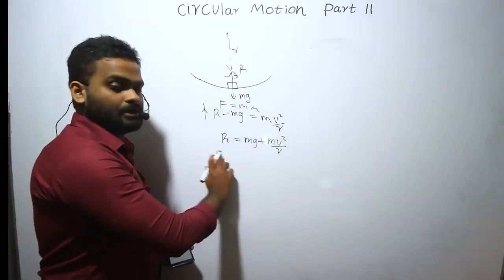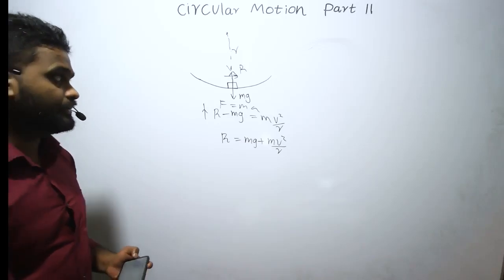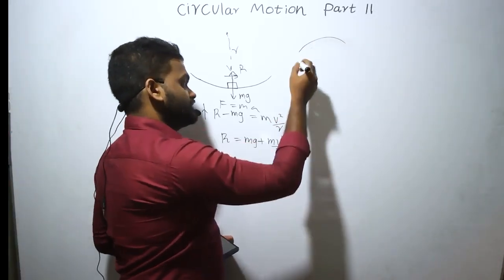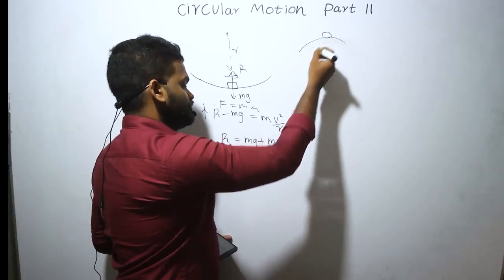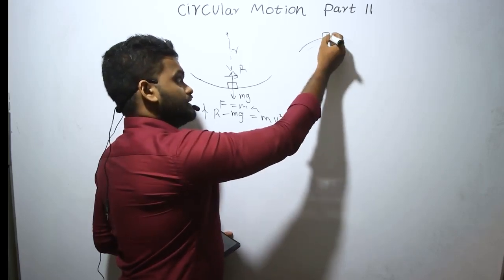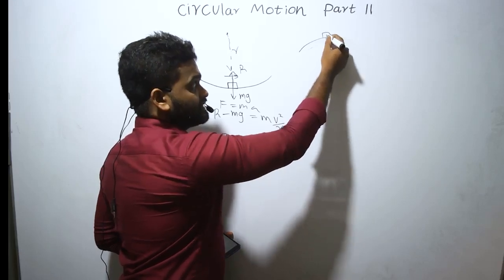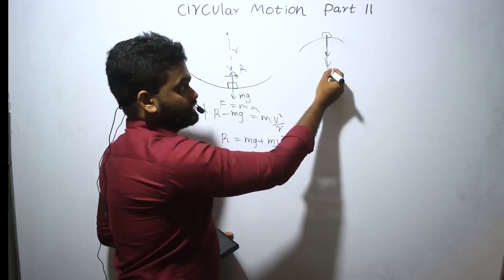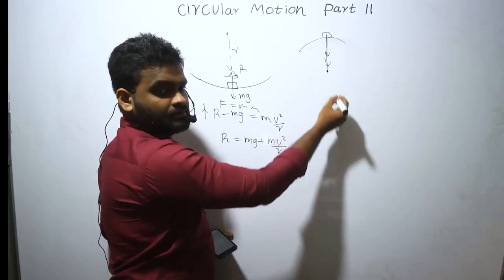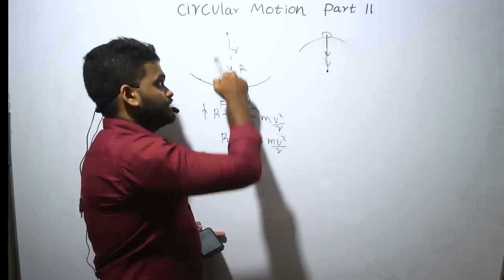They are only asking about normal reaction force. So for a convex bridge, you would get something like mg minus mv squared over r. In this case, centripetal acceleration is downwards, right? Because the center is here. So you apply F equals ma downwards for this case. Here, upwards.